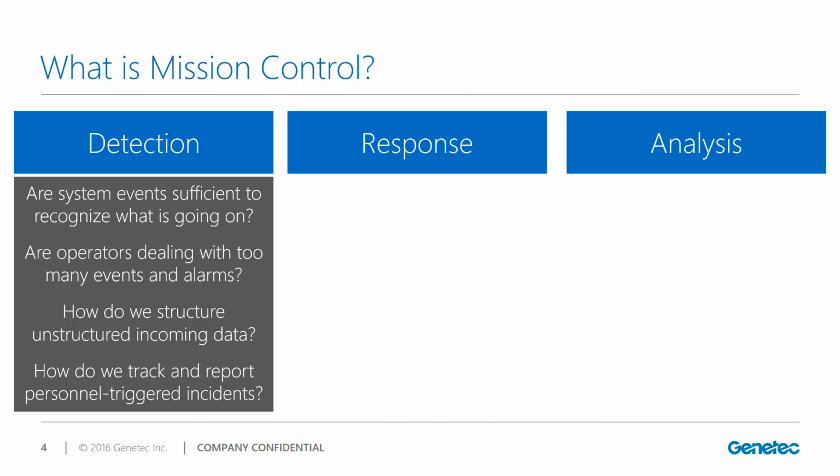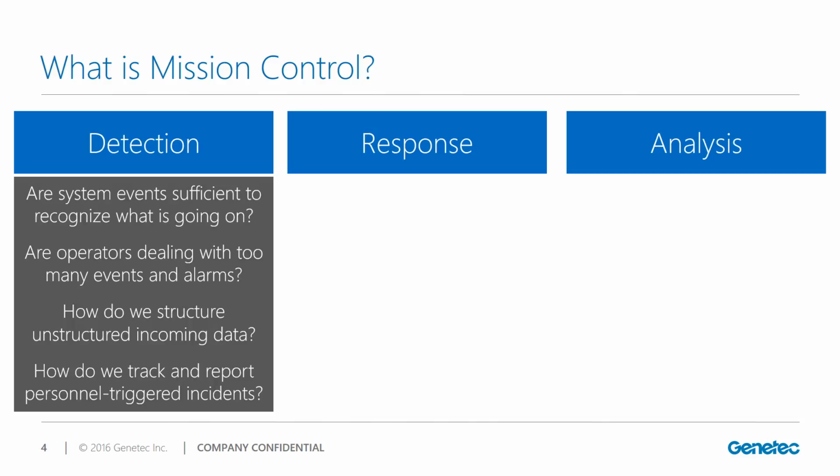How do we structure the unstructured incoming data? We could be getting a lot of events coming in, so how do we know which ones are relevant to other events? We could have just gotten a door forced open event, but was there a previous event showing that the cardholder was denied access? Not everything is connected to an input sensor on a security device, so how do we track and report personnel-triggered incidents? How can we alert operators of an incident such as a lost child or a bag left unattended?